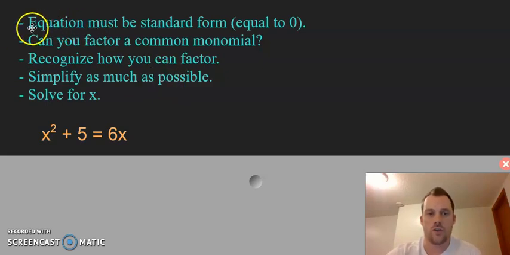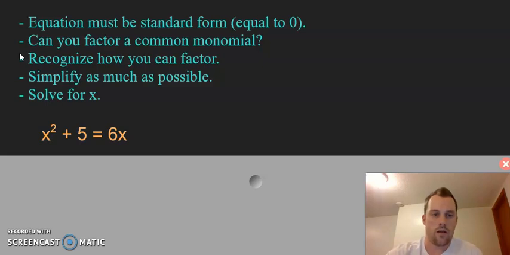So we want to make sure that the equation is in standard form, so it's equal to 0. Standard form would be ax squared plus bx plus c equals 0. And as always, we want to see if we can factor out a common monomial first to simplify it.